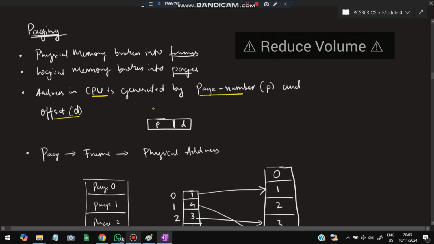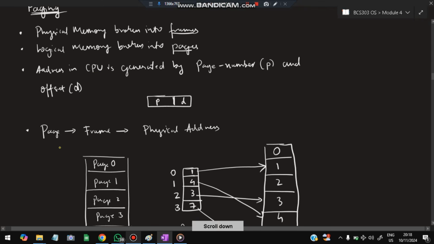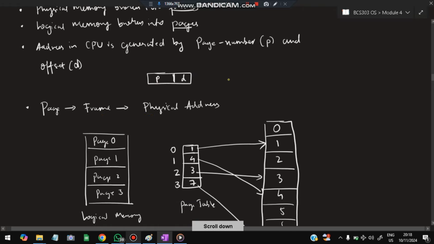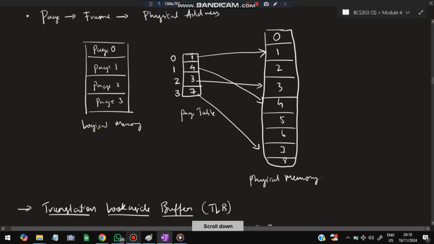From the page I will map to the frame, and from the frame I'll get the physical address. So page is mapped to frame and frame is mapped to the physical address. Seeing this diagram will make things more clear. This is the logical memory which we have. The pages are stored here, and these pages are not contiguous. It is non-contiguous, but it looks like contiguous, right?